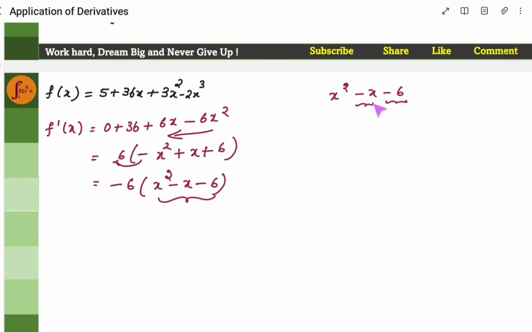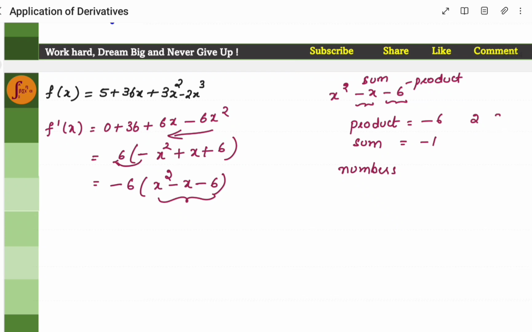And when you add, you should get minus 1. Coefficient of this, minus 1. That is, product should be minus 6. Sum should be minus 1. This is sum. This is product. What are the numbers? Product should be minus 6.